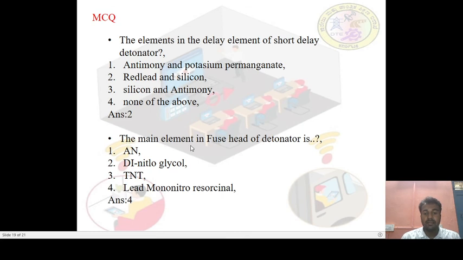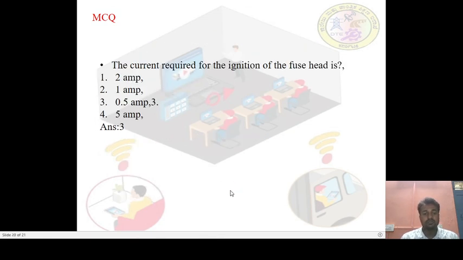The main element in the fuse head of a detonator is lead mononitroresorcinol. The current required for ignition of the fuse head is 0.5 amps or 3 volts.